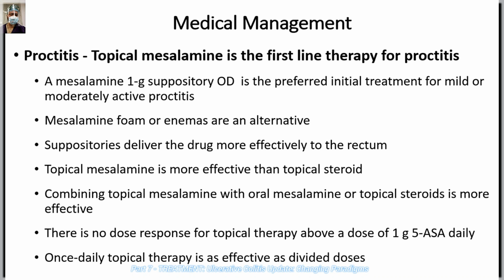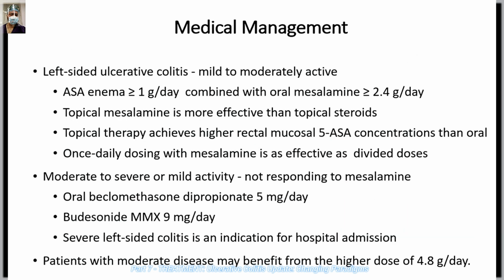The dose response is up to 1 gram of 5-aminosalicylic acid per day, and there's no further therapeutic advantage of increasing the dose above 1 gram for topical application. And once daily topical therapy is as effective as divided doses. For extensive colitis, that is left-sided ulcerative colitis which is mild to moderate severe, that will be like E2 as per the Montreal classification, extending up to the splenic flexure, we give ASA enema of more than or equal to 1 gram per day combined with oral mesalamine of more than or equal to 2.4 gram per day.